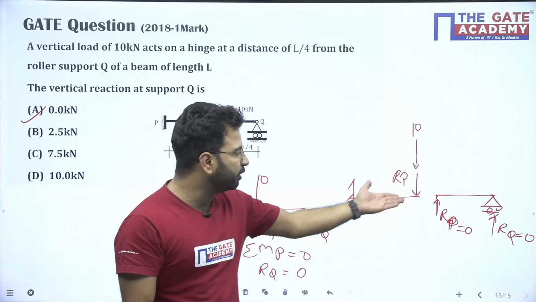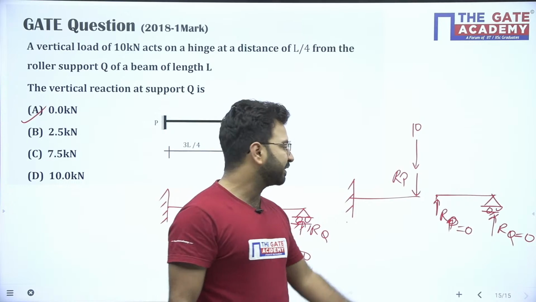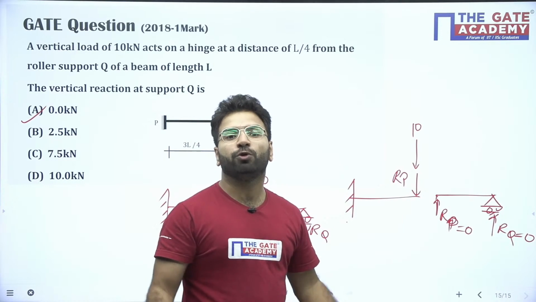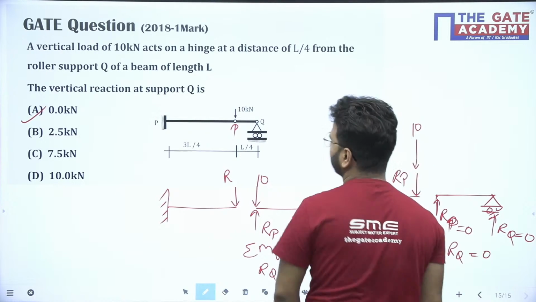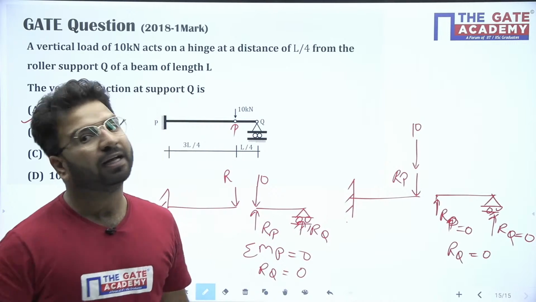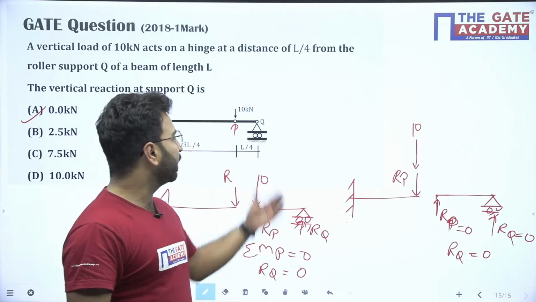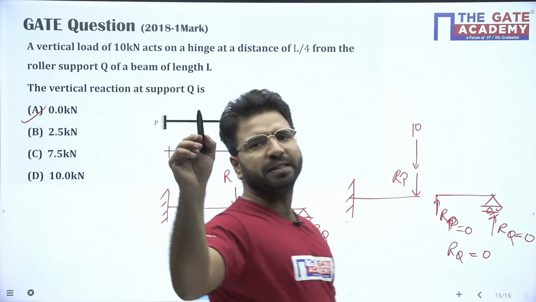So what is the question asking you here? Reaction at Q. Reaction at Q will be how much beta? There is no loading, so definitely RQ will be 0 from here also. So you can take either left or right, it's completely your choice. Answer is not going to change beta. You can take the left side or the right side, the answer will be the same in the end.